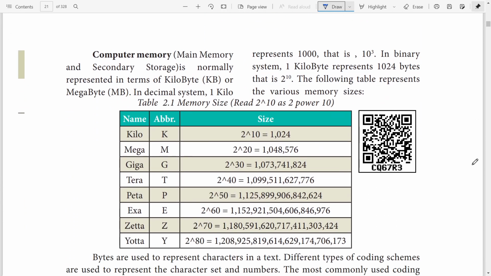Okay, next, computer memory. It has two types of memory, main memory and secondary memory. Normally represented in terms of kilobytes and megabytes. In decimal system, 1 kilo represents 1000, that is 10 power 3. In binary system, 1 kilo represents 1024 bytes, that is 2 power 10. The following table represents the various memory sizes. From this, any one more question can be asked.